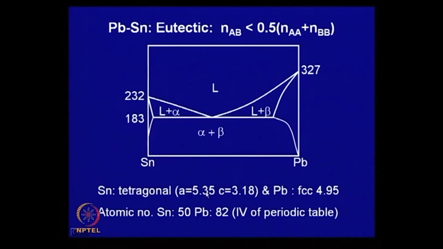Tin is tetragonal, this is the lattice parameter a, this is the lattice parameter c. Lead is face centered cubic, its lattice parameter is 4.95 angstrom. Atomic numbers 50 and 82, but both belong to the same group of the periodic table, group 4.